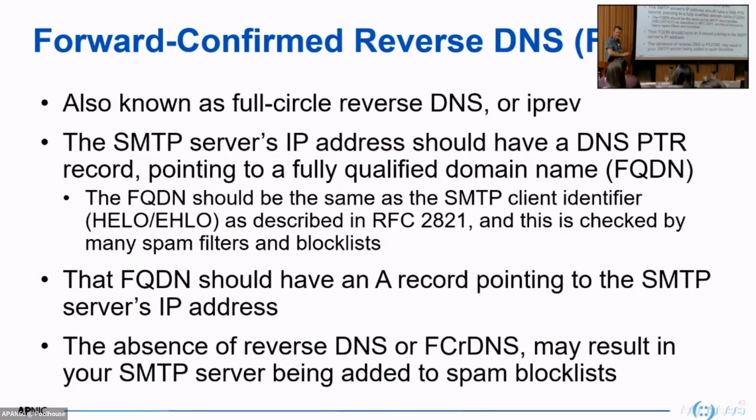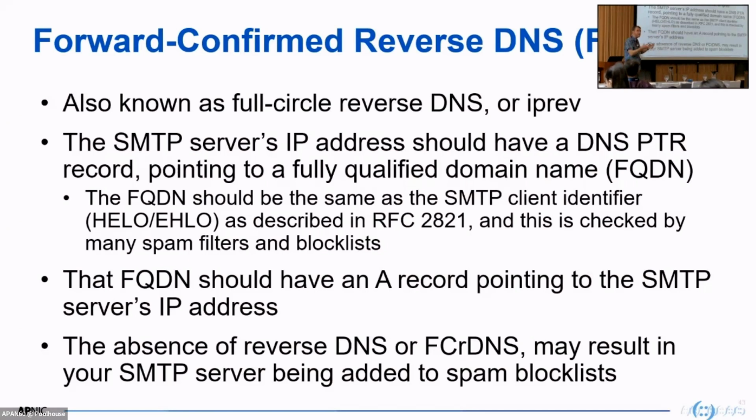Forward confirmed reverse DNS, FCrDNS. This one is a little less known, but can be very useful here. This is known as full circle reverse DNS. So what we have here is that your mail server, of course, has a forward A record DNS, converting mail.domain.com to your IP address. Your mail server also should have reverse DNS for the same domain name. And this is where a lot of people's mail servers get misconfigured, and then a lot of their email gets flagged as spam.